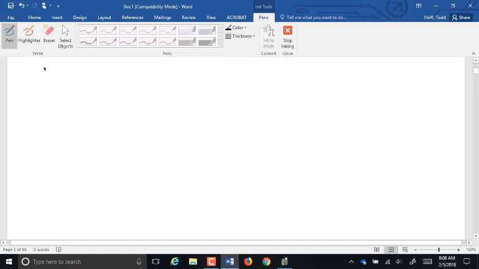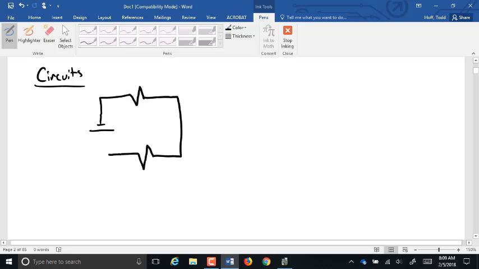The next thing is circuits. This would be like problem 75, 76 in your packet. So let's say you have a 24-volt circuit, and you have resistors here, 4 ohms and 2 ohms.